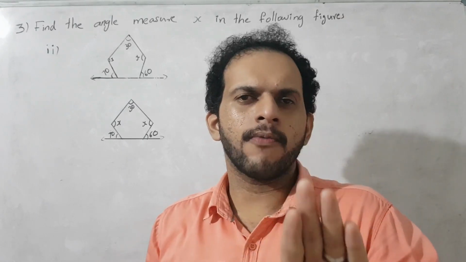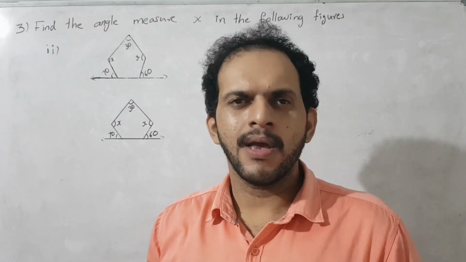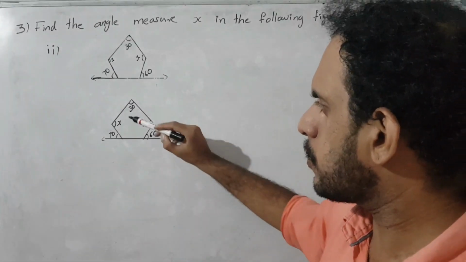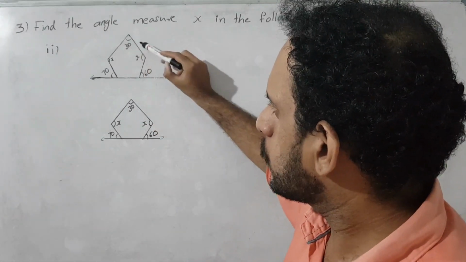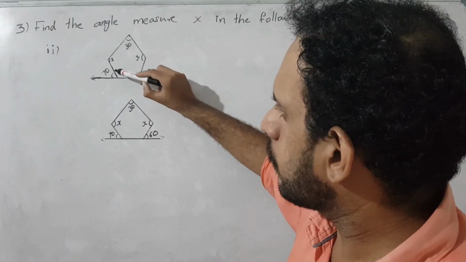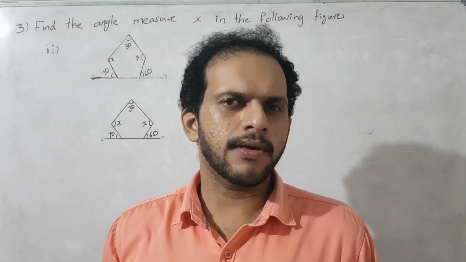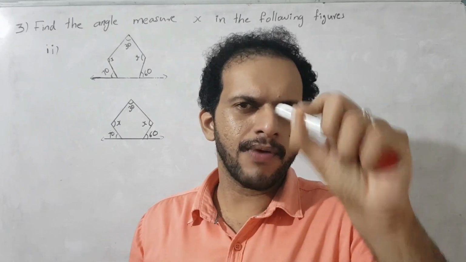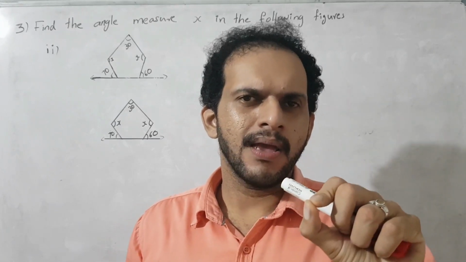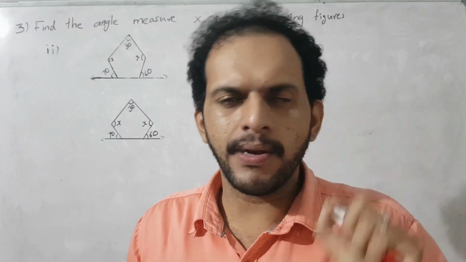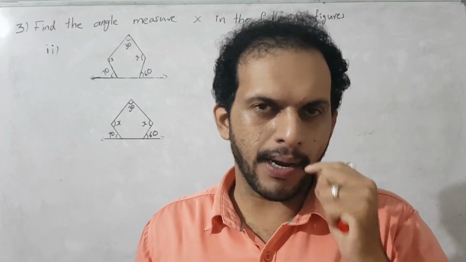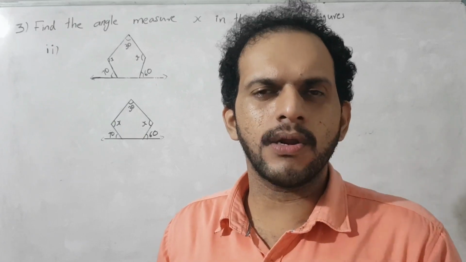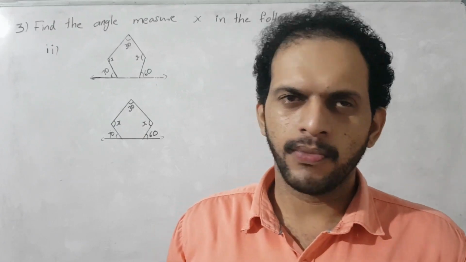The first step to find the value of x is to identify the figure shape. What is this figure? Just count the sides: 1, 2, 3, 4, 5. It is a 5-sided figure, that means it is a pentagon. So to find the value of x, we need to apply the angle sum property of a pentagon. The angle sum of a pentagon is equal to 540.